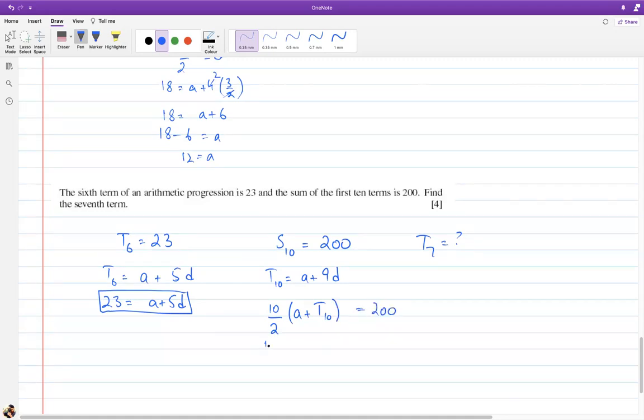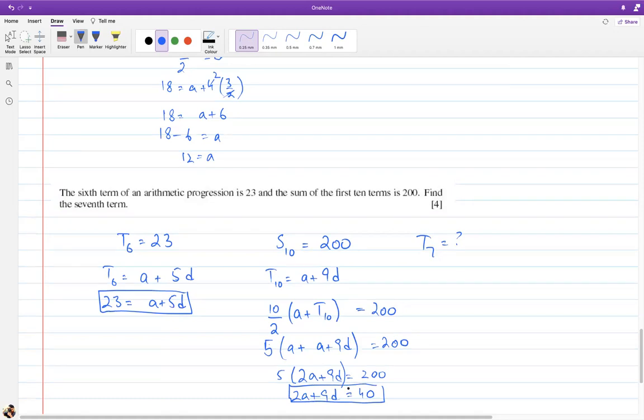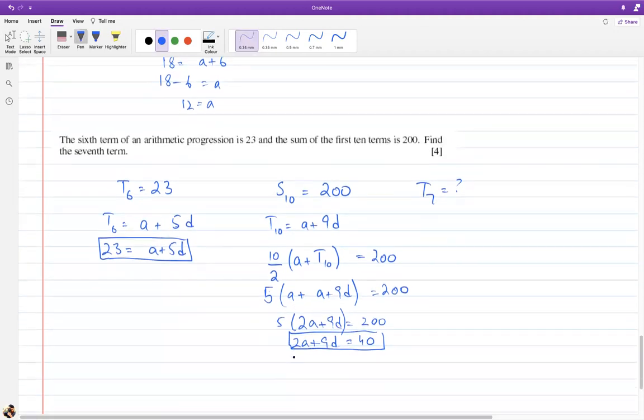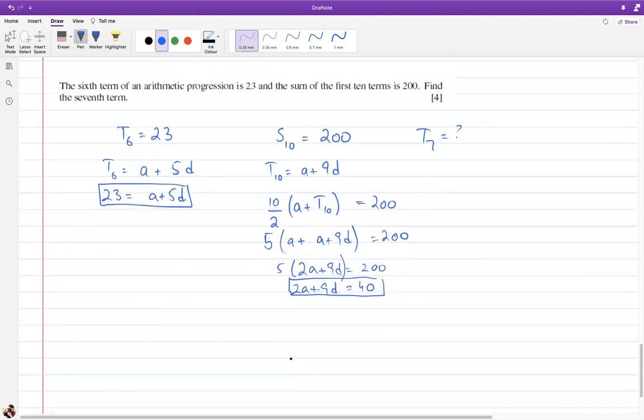Let me simplify this a bit. 10/2 is 5. a plus a plus 9d is 200. So 5 times 2a plus 9d is 200. So that is 2a plus 9d equals 40, right? So I have two equations here. I will simplify them, simultaneously solve them, and then find T7. Let me write them again. So 2a plus 9d equals 40.